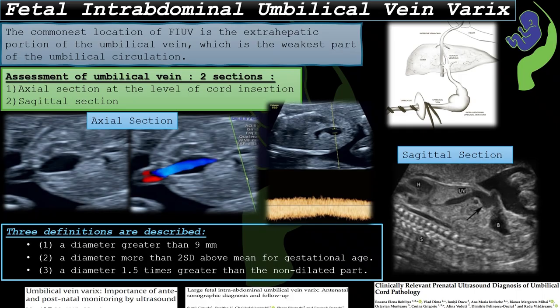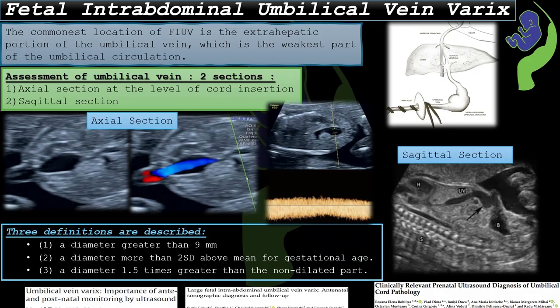Now, coming to the evaluation of the intrahepatic portion of the umbilical vein, it can be evaluated in two standard sonographic sections. The first is the axial section at the level of the cord incision into the fetal abdomen. At this location, the umbilical vein varix typically appears as a hypoechoic or cystic oval-shaped structure oriented obliquely in cephalocaudal direction and located between the anterior abdominal wall and the inferior margin of the liver. This is the varix of intra-abdominal extrahepatic portion of the umbilical vein. On color Doppler, it will show venous flow.